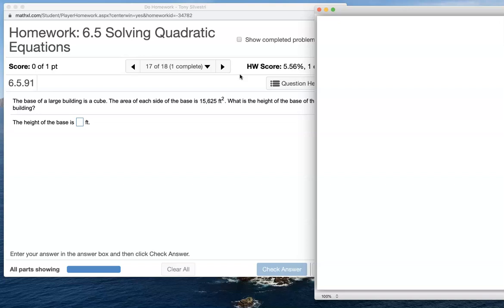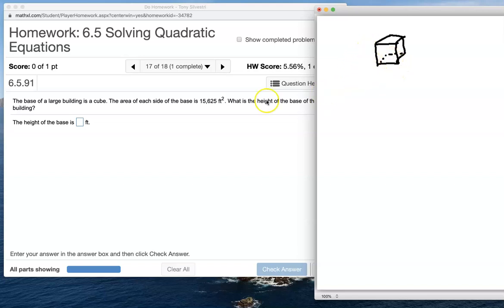Now here's why they had a bad day. The base of a large building is a cube. That doesn't make any sense. A cube is a three-dimensional object. I'll try to draw a cube as best I can on here. This is a cube, and that cube is resting on the ground here. I think what they meant to say is that the base of a building is a square.